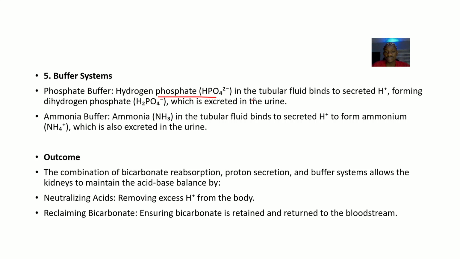The hydrogen phosphate in the tubular fluid binds to the secreted hydrogen ion. If you add the hydrogen, it will form H₂PO4, dihydrogen phosphate, which is now secreted in urine. Then we have ammonia buffer. So ammonia in the tubular fluid binds to secreted hydrogen ion. If ammonia is NH3, if you add another hydrogen, it will form ammonium. Okay? And this will now be excreted in urine.